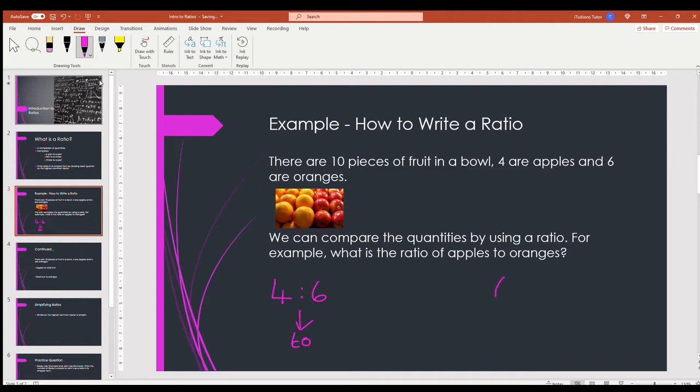But why isn't this written as 6 to 4? Well, because the apples were mentioned first. It says what is the ratio of apples to oranges. Therefore, we take the apples to be the first quantity in the ratio. However, if the question asked what is the ratio of oranges to apples, then the ratio would be 6 to 4. Now, this was an example of a ratio comparing a part to part.